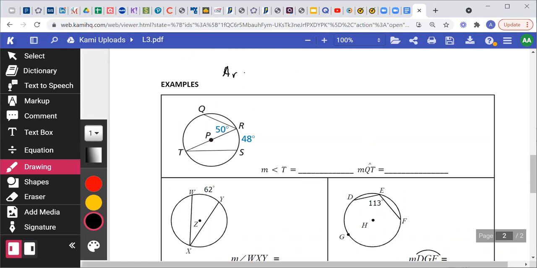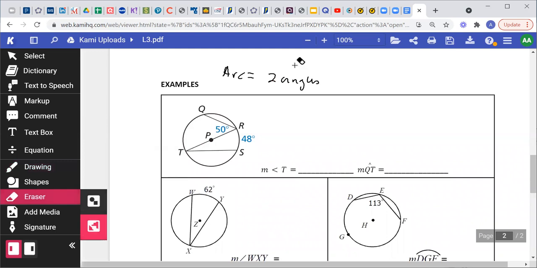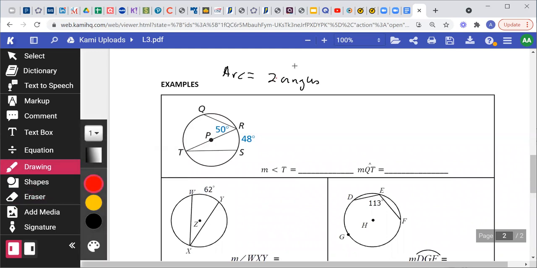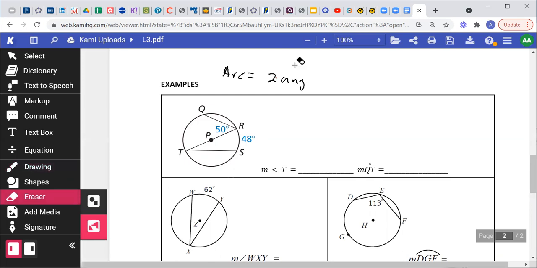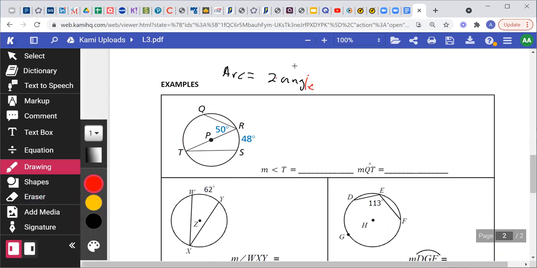So which means arc equals twice angle. 2 times angle. This is not a division symbol. And the other way is angle is half arc.